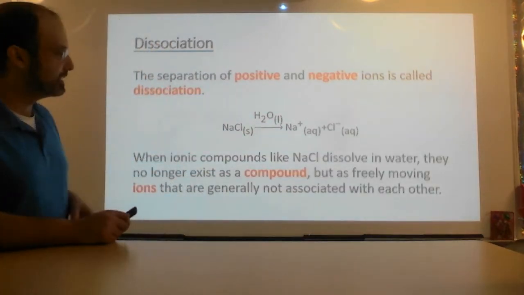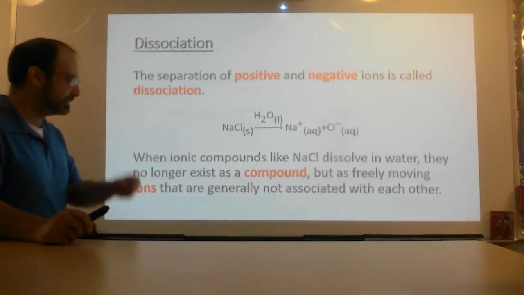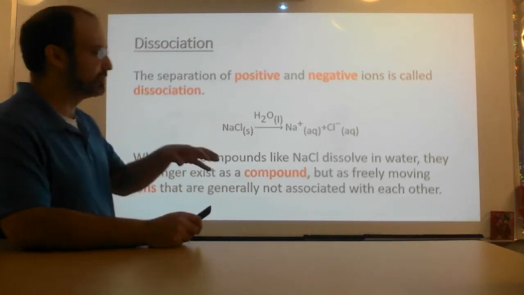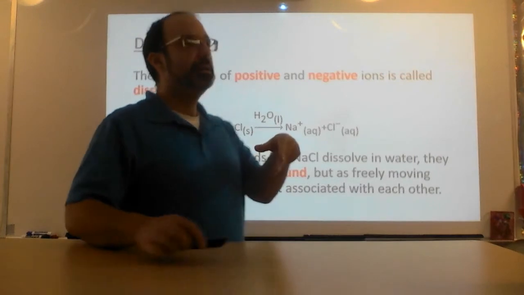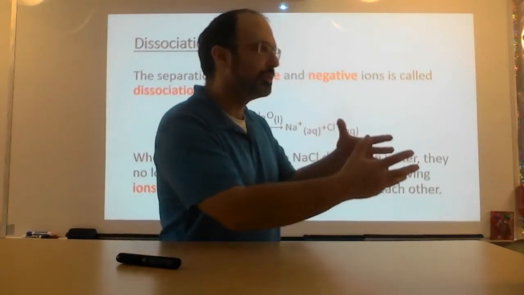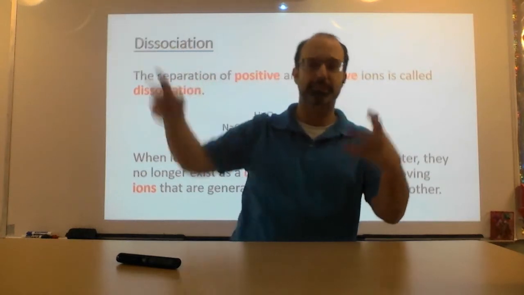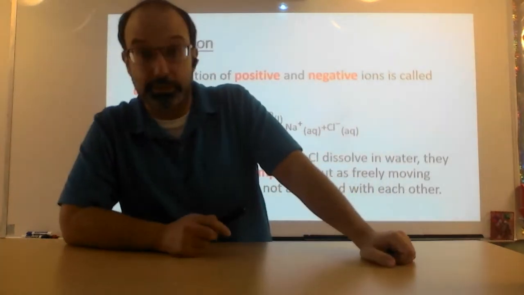When ionic compounds like sodium chloride dissolve in water, they no longer exist as a compound, but are freely moving as ions that are generally not associated with each other, right? So like, they're dance partners on the floor, but then the mob pulls them away, and they see each other in the distance, but they'll never get close again, at least not while the water's there.